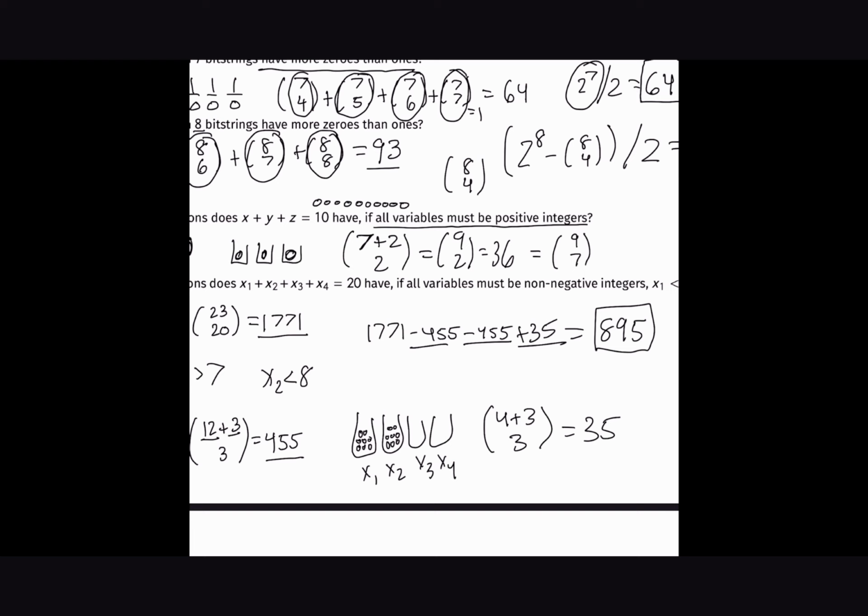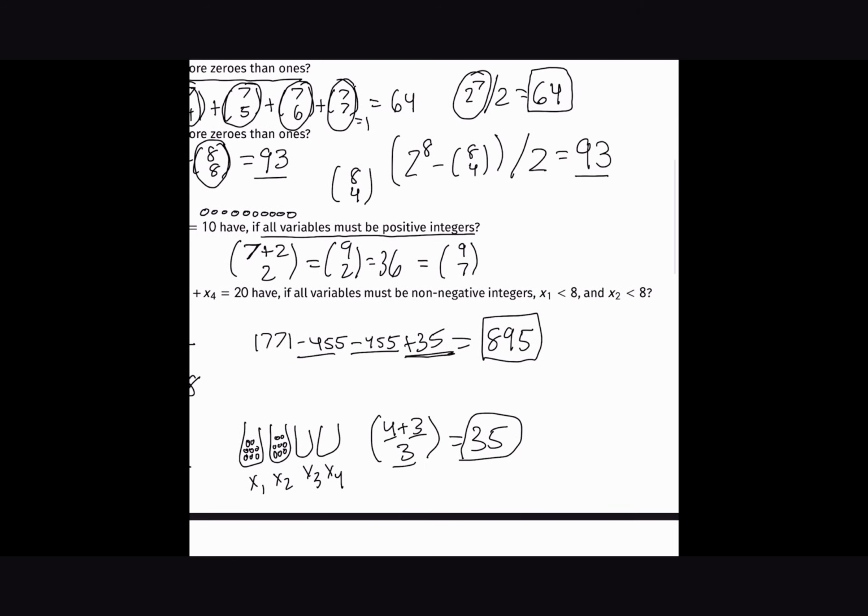So we can fill in x1 and x2 with 8 balls each, so we're left with only 4 balls to throw into the 4 bins. So we have 4, and we have 3 to represent our bars, choose 3, thus we are left with 35. That means we add 35 back since we double counted, so in total we have 895 ways where all variables are non-negative and x1 and x2 are both less than 8.